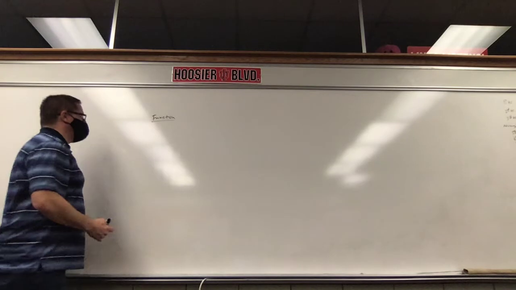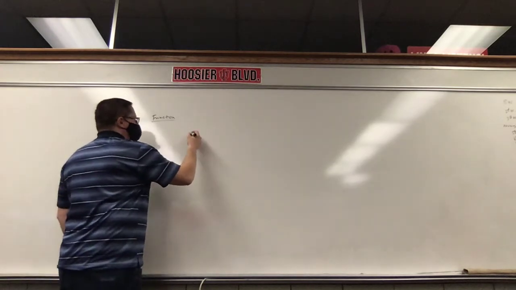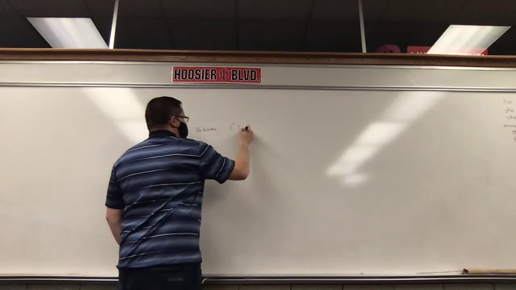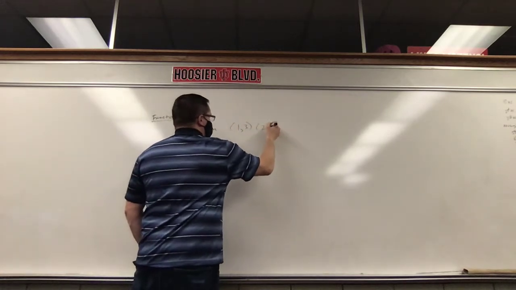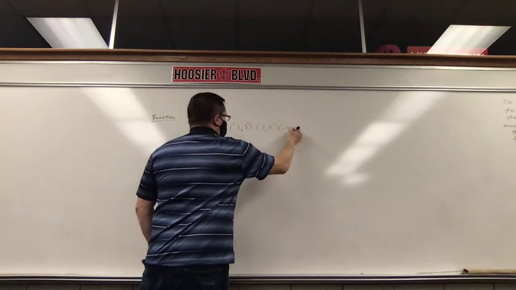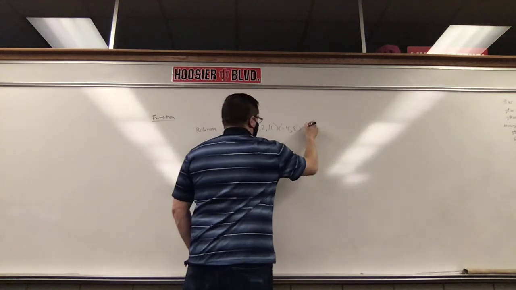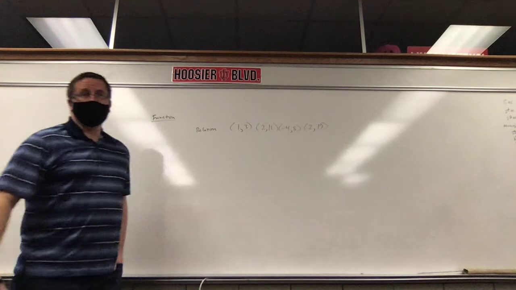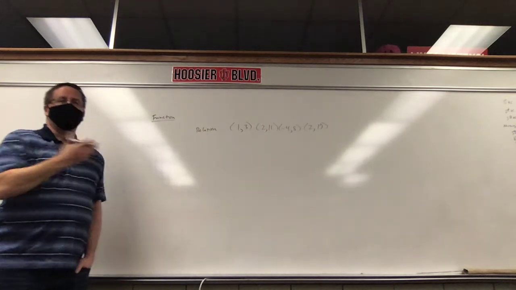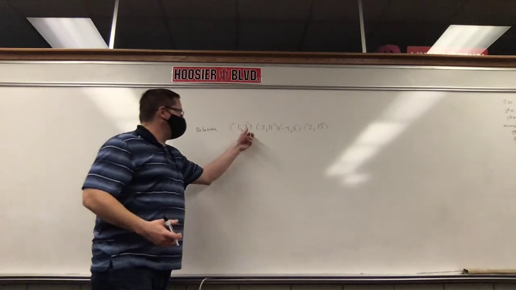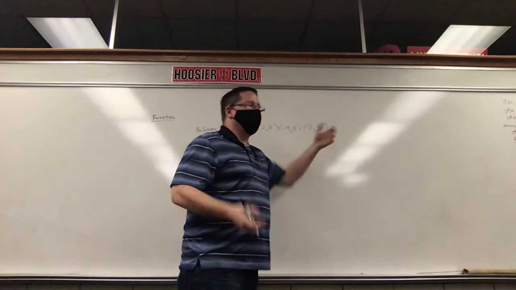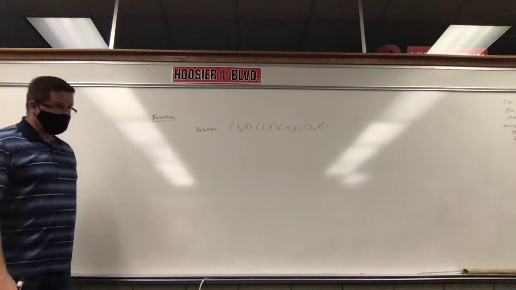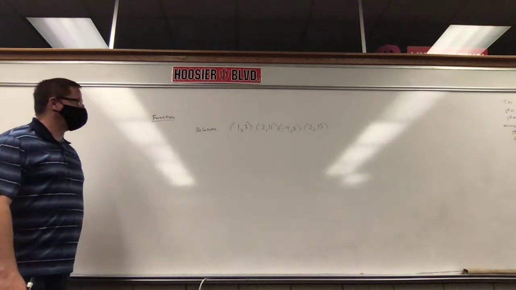If I give you something like this, first off, a relation. If I give you this right here, 1, 3, 2, 11, negative 4, 8, 2, 17. That's a relation. A relation just means ordered pairs: an x value with a y value, x with a y, x with a y. That's a relation. Now this particular relation is not a function.